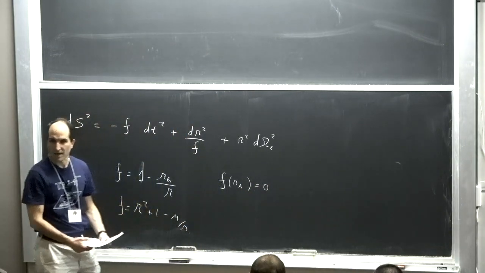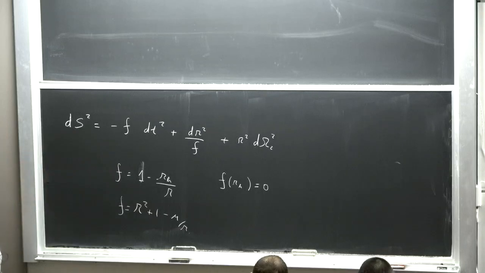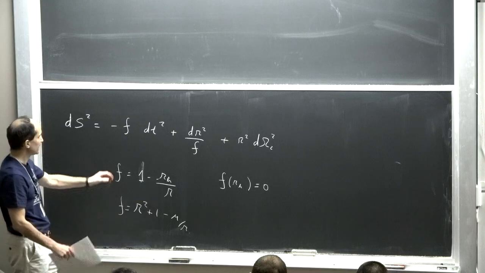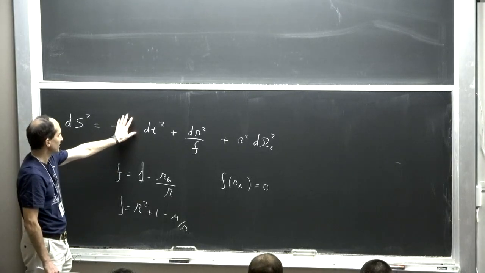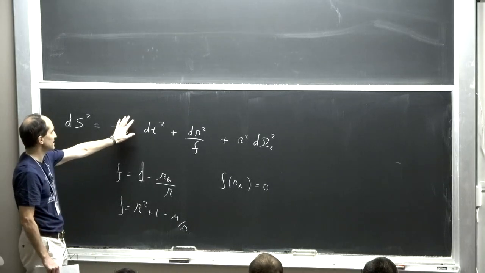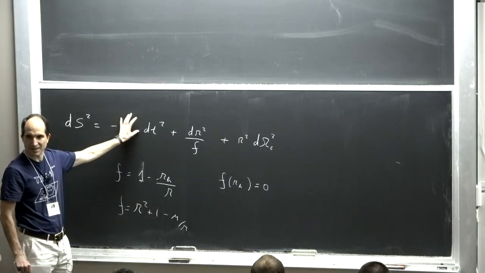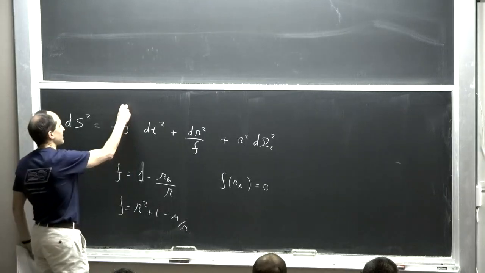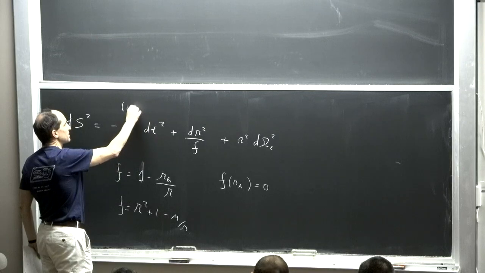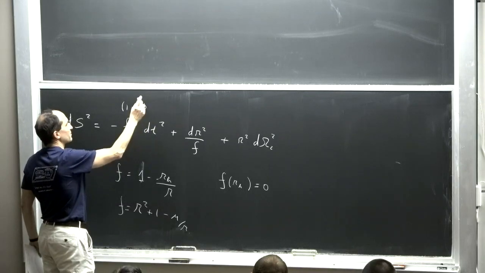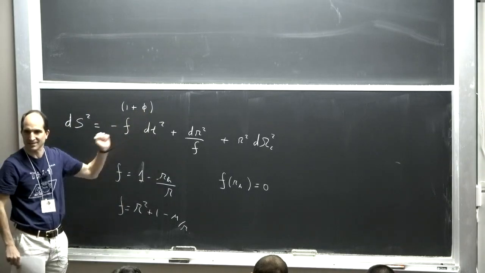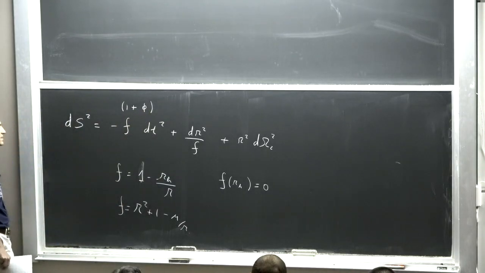This is what caused confusion a long time ago. What is the factor that multiplies the time direction? In some sense, it's the relativistic analog of the gravitational potential. In the expansion around flat space, we have the gravitational potential. There is perhaps some factor of 2 here, but it's 1 plus something which is essentially the Newtonian potential, and phi is very small. So that's the usual expansion.